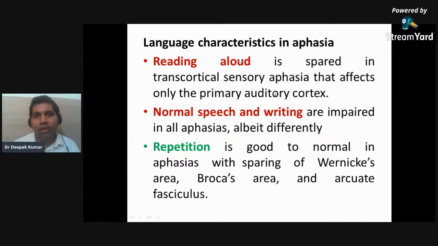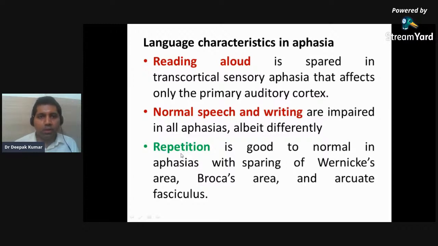Only when the primary auditory cortex is involved, the person has no issue with reading. But with any other area involved, reading aloud is impaired. Okay, so next, let's go for normal speech and writing. Please give your attention. It's normal speech, not speech impairment. Normal speech and writing are impaired in all aphasias, albeit differently. They are fluent and non-fluent, but in both cases speech is affected. We are not going to go into details of what kind of speech in each aphasia in this session. We will plan that in future, but you need to get that writing and normal speech are impacted in all aphasias.